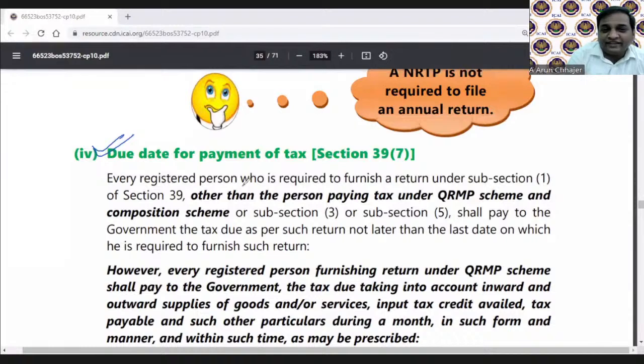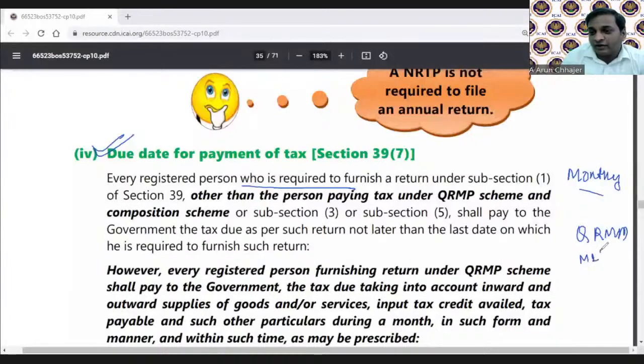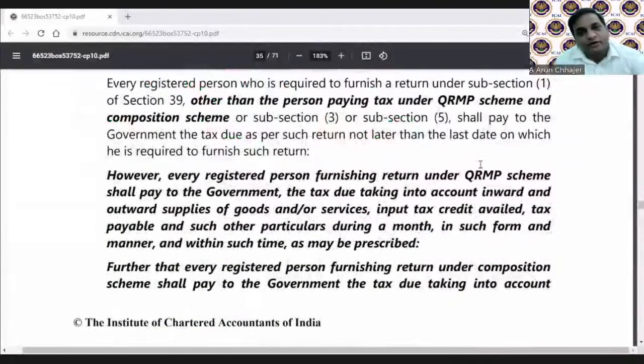What is the due date? For a monthly taxpayer, whatever the due date is for the GSTR 3B, the same date is the due date for the taxes also. In case of the QRMP, it is divided into three parts. Month 1 and month 2, it is 25th. For month 3, it is again linked to the due date of the GSTR 3B. The due date can be 22 or 24. Correct. And for a composition taxpayer, the due date is CMP 08 by 18th of the month after the end of the quarter. Correct.